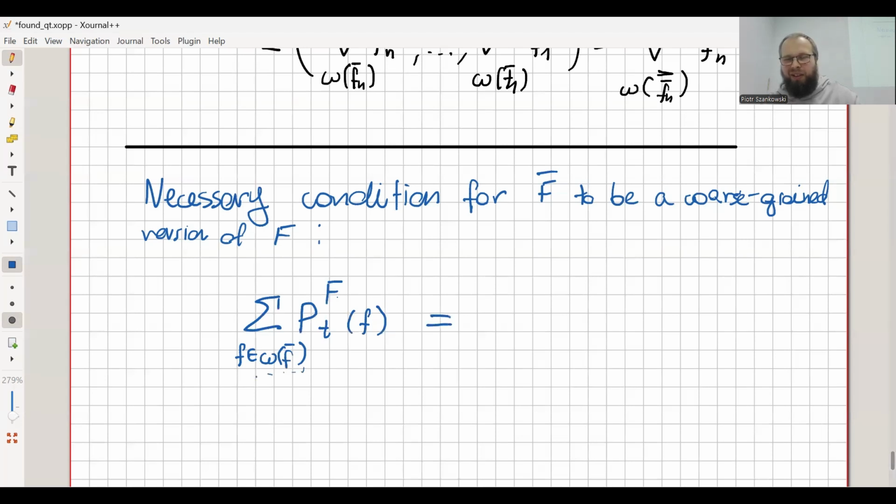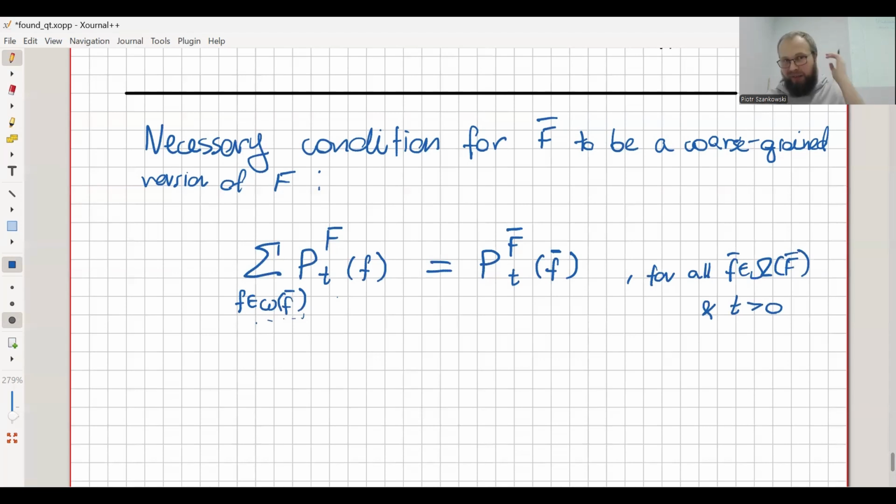And we want it to be equal to a single time probability where you deploy a coarse-grained device, the candidate for coarse-grained device F bar that displays the results F bar. And it must be for all F bar belonging to its domain, for all t greater than 0. Okay. So this makes sense, I think, but this is only a necessary condition, not sufficient.